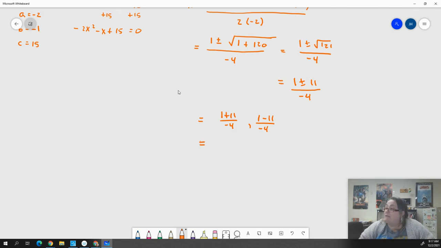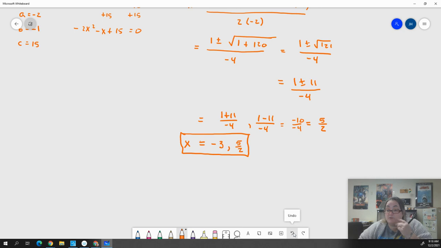But so 1 plus 11 is 12, divided by negative 4 is negative 3. 1 minus 11, well, that is negative 10, right? This is negative 10 over negative 4, right? I hate it when it does that. And when I reduce that fraction, that just becomes 5 halves. Becomes a positive 5 halves because it is negative over negative. And so we know that our x equals negative 3 and it equals 5 halves. This is not or, it equals both of them, right? Because there are two solutions.